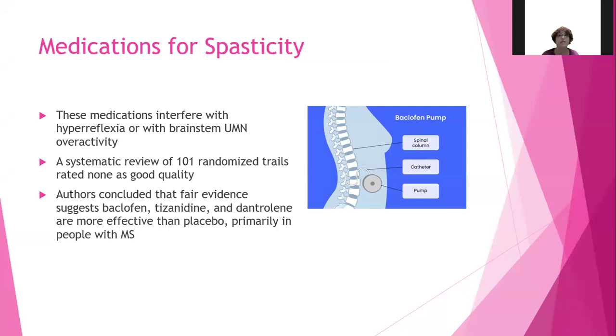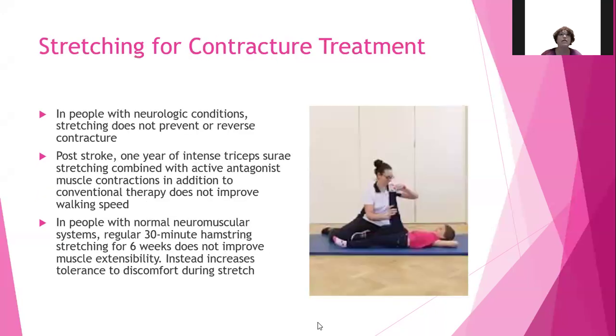So there was a systematic review of 101 randomized trials, and none of them rated really high. So medication for spasticity, it works for some people, it doesn't work for some people. But it's one of those things that the neurologist will try to help someone reduce their spasticity.